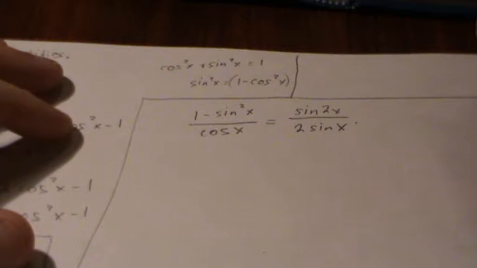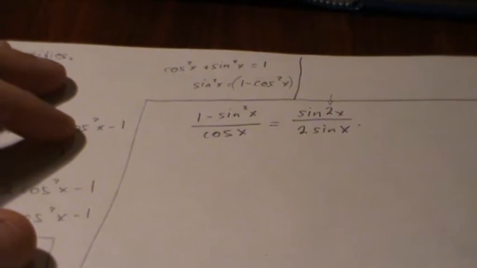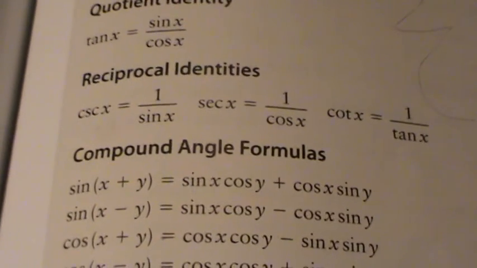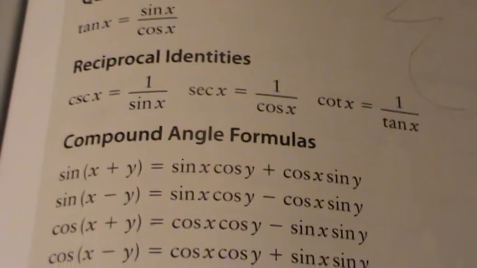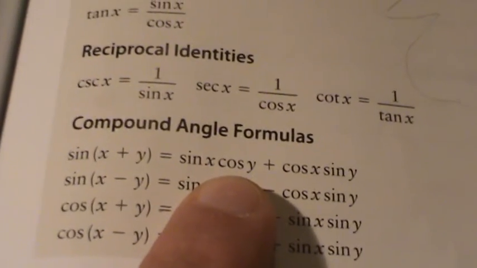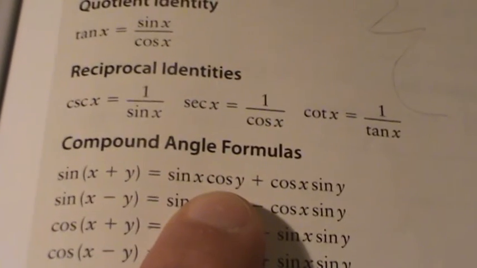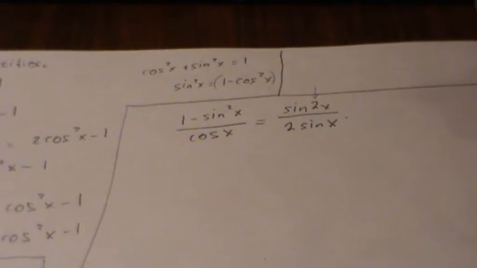Now, here I notice that I've got a sine 2x, and if again I look at my compound angle formulas right there, sine of the sum of two angles, I can rewrite it as this here. So I might go ahead and do that. I'm actually not sure how I'm going to solve this in the beginning, but let's go through a couple of different ways here.